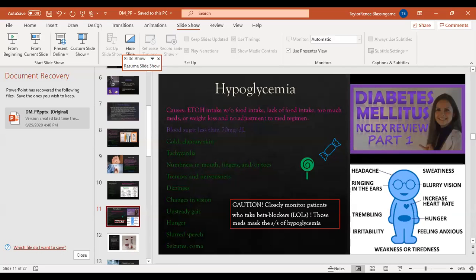So I kind of think of it like a drunk person, sorry. And then seizures and coma, those are really late signs.